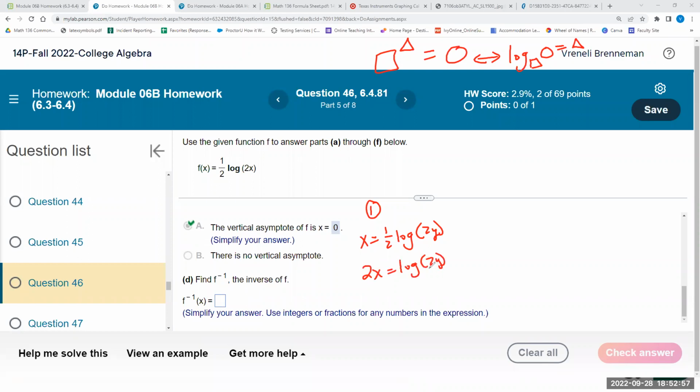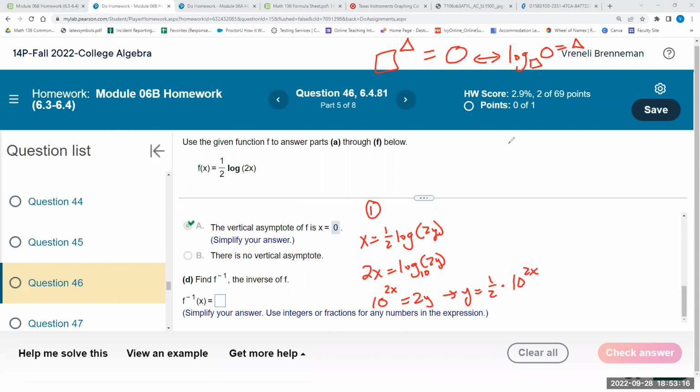Then I can look at this. Base isn't written, so this is base 10 when it's not written. So this would be rewritten as 10 to the 2x equals 2y. And so then y equals 1/2 times 10 to the 2x.